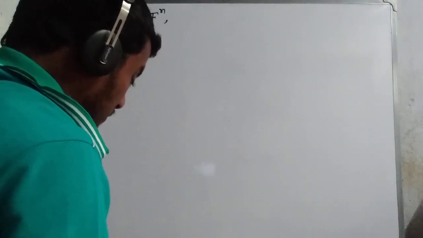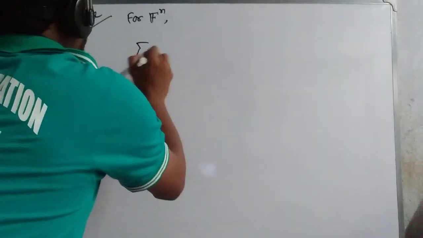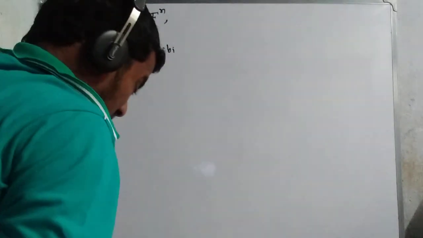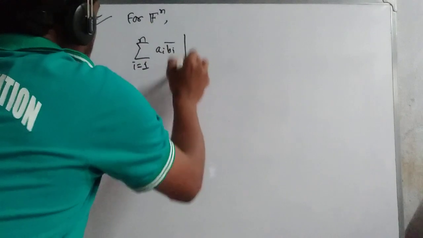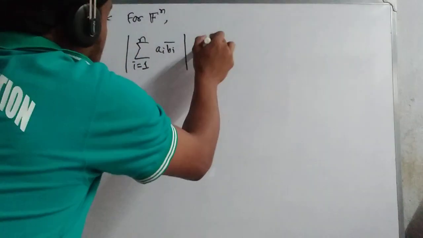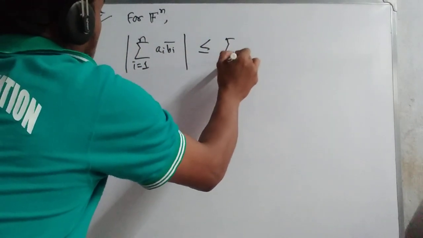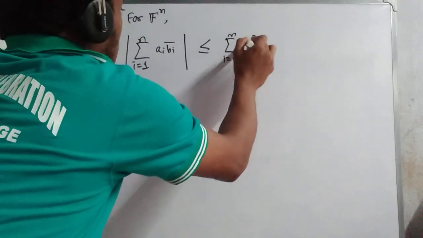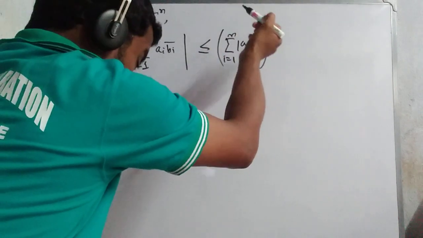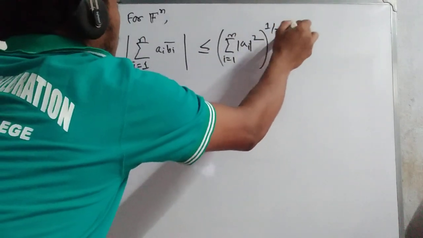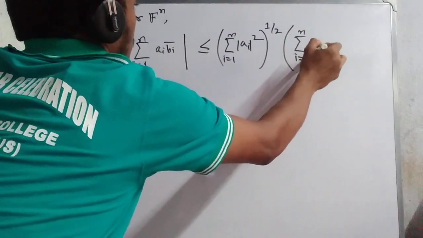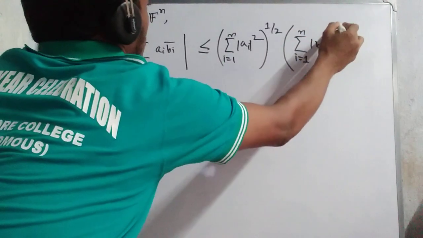Obviously we write it in this way: the modulus of the summation for i equal to 1 to n of a_i times the conjugate of b_i is less than or equal to the summation for i equal to 1 to n of the modulus of a_i squared, whole to the power half, times the summation for i equal to 1 to n of the modulus of b_i squared, whole to the power half.